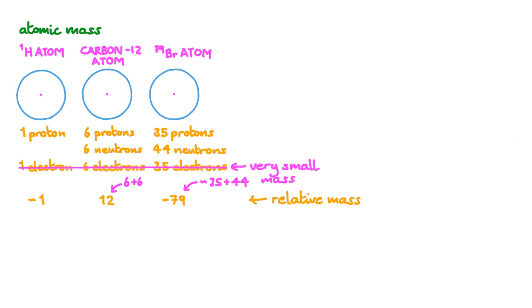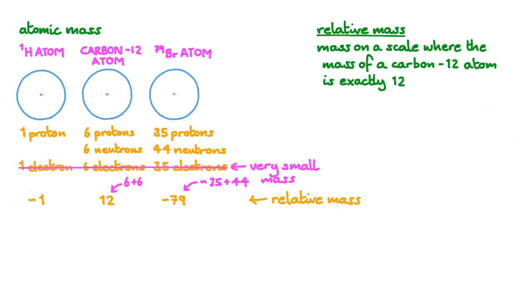These small, easy-to-handle numbers can be used in calculations, and we can measure the mass of a carbon-12 atom more easily than we can the mass of an individual proton or an individual neutron. So, for our purposes, relative mass is the mass of something on a scale where the mass of a carbon-12 atom is exactly 12. Relative masses in chemistry are great, as long as you remember what they are relative to.